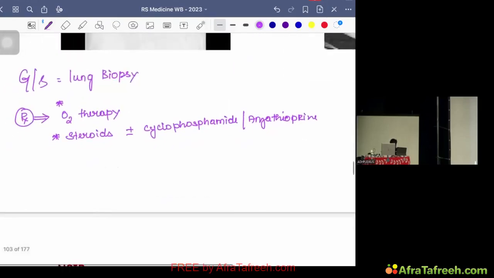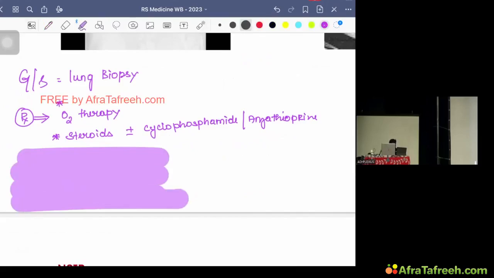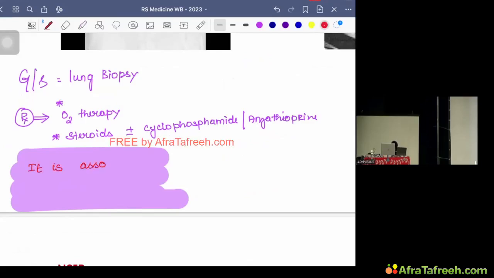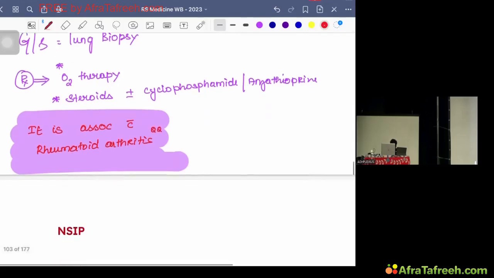One more very important thing, which we discussed in the last class, I think: which connective tissue disorder is it associated with? It is associated with rheumatoid arthritis. So this is one important thing with regard to your UIP, or IPF.